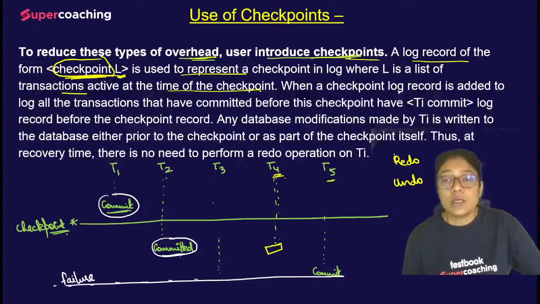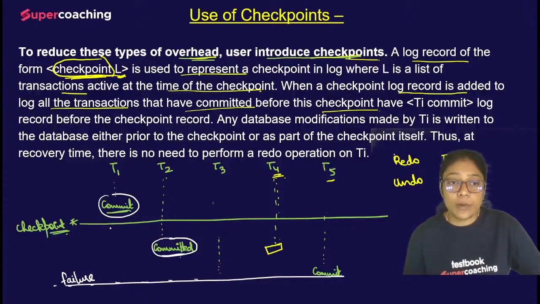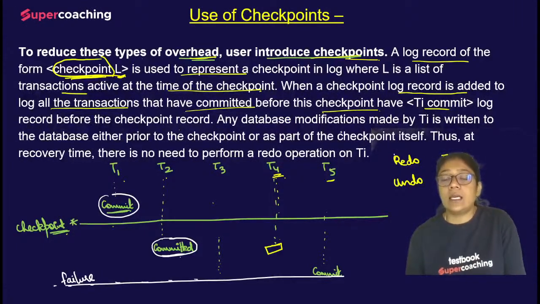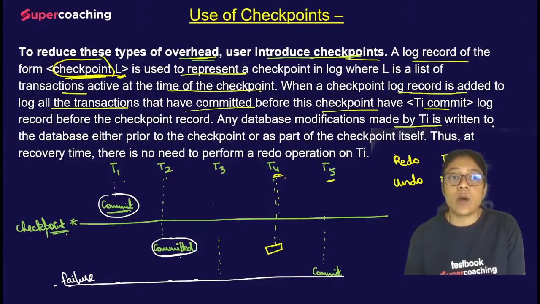When a checkpoint log record is added, all the transactions that have committed before this checkpoint, जो भी transactions checkpoint से पहले commit हुई हैं, have T1 commit log record before the checkpoint, तो इनमें कोई changes करने की जरूरत नहीं है. Any database modifications made by transaction T1 is written to the database either prior to the checkpoint or as a point of checkpoint itself. या तो यहाँ तक database में values write होगी या फिर इससे पहले values write हो चुकी है.